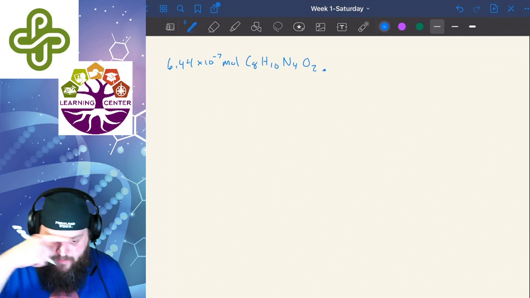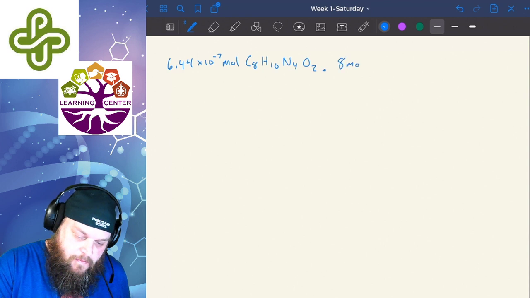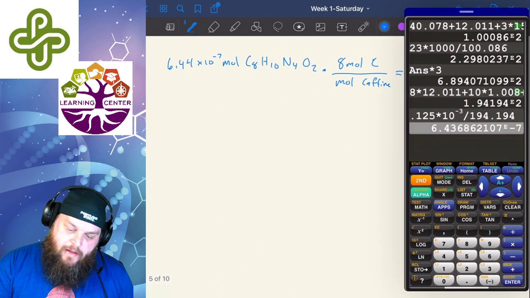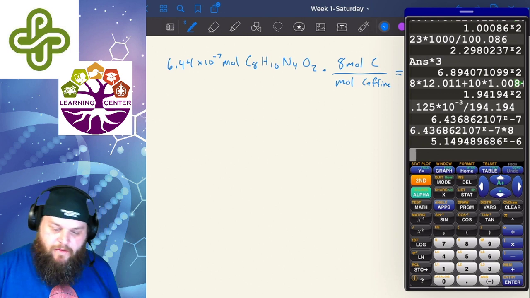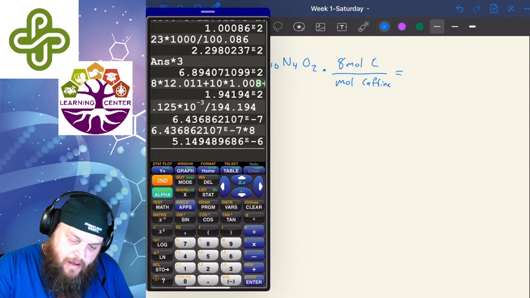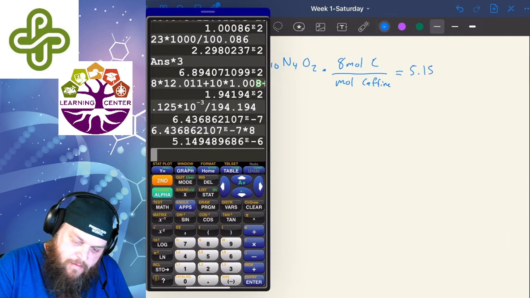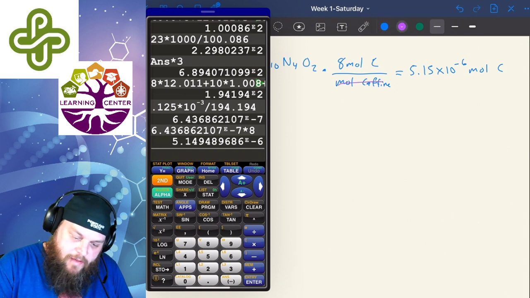Let's start with carbon. You can see carbon has C8, which means there's 8 moles of carbon for every mole of caffeine. So we can figure out what that is just by multiplying this number we have here times 8. The 8-to-1 ratio gives us 5.15 times 10 to the negative 6. And that's moles of carbon, because caffeine got canceled out.